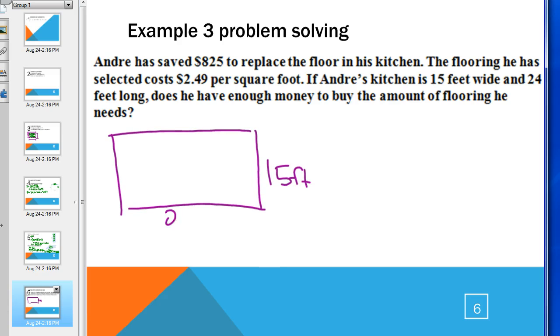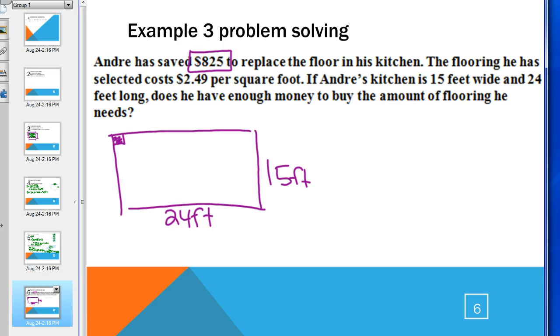There's 15 feet by 24 feet. Now I'm just going to sketch a picture so I can see what I know, and then we'll see if there's any extra information and develop a plan. So here's the kitchen floor that he would like to replace. We know how much money he's saved up, and this flooring is priced in square feet, not in length and width, but in an area that's covered. So we need to figure out how many square feet are in this kitchen floor. How big is it? How much space is it taking up?